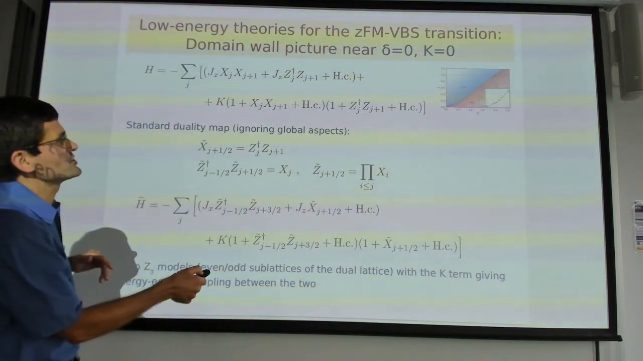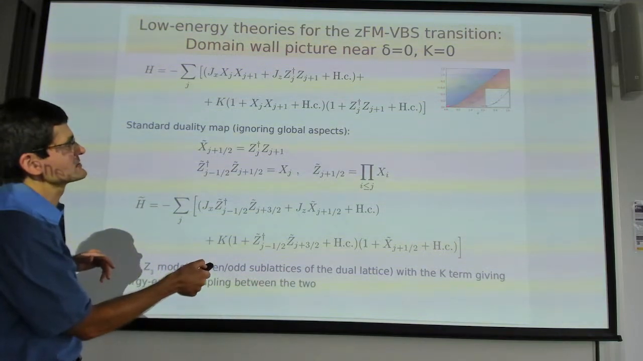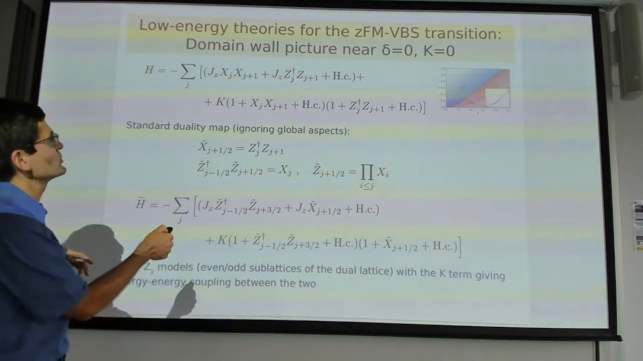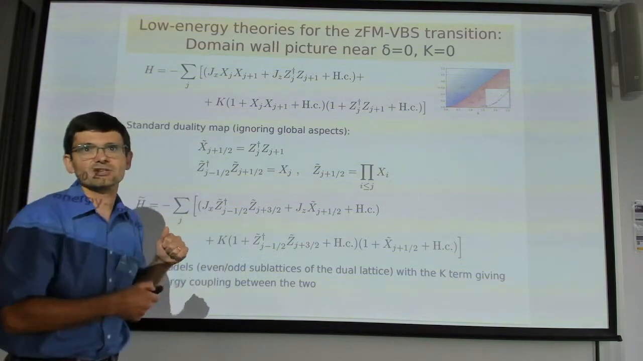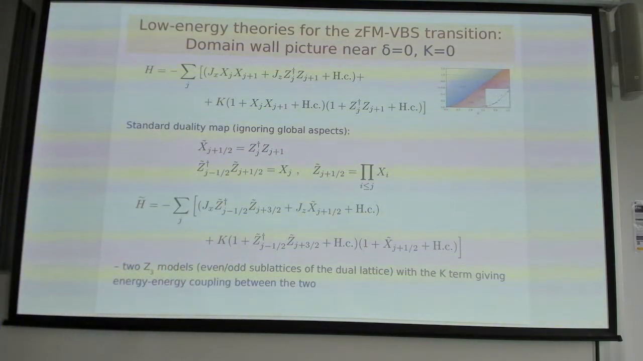In the absence of energy-energy coupling, at this point delta equals 0, K equals 0, you can think of it as tuning from Z developing an order parameter to X developing an order parameter, and that transition we know is two decoupled Z3 models after this duality. So at this point, in the domain wall variables, it's two decoupled Z3 models. We know everything about that theory. Now, in our theory, we have energy-energy coupling between these Z3s. That would be like a Z3 version of Ashkin-Teller. Unfortunately, energy-energy coupling on two decoupled Z3s is relevant.